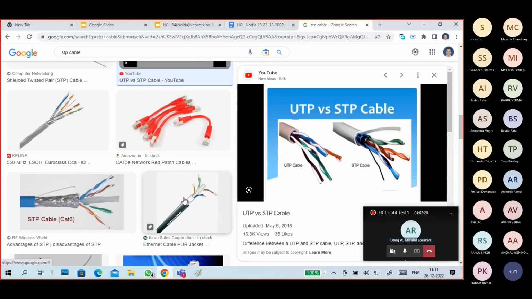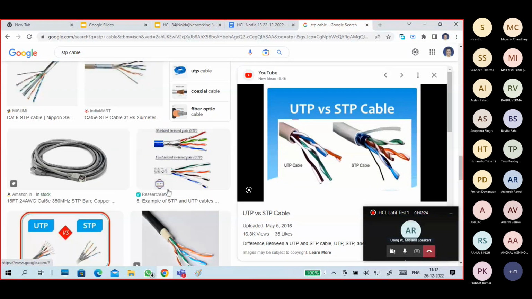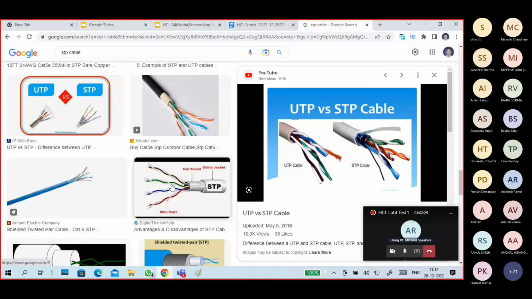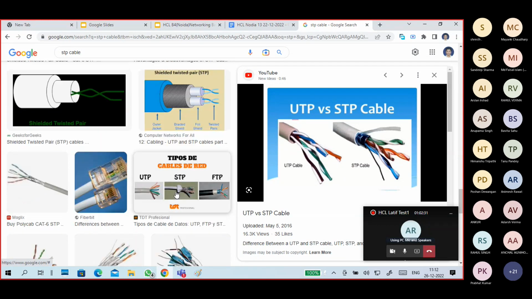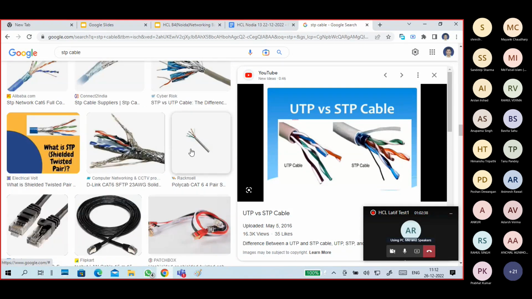Data is transmitting through the wire, so it's possible that electromagnetic interference touches this cable. Your original signal can be disturbed, right? It mixes with other signals, and that is called crosstalk.